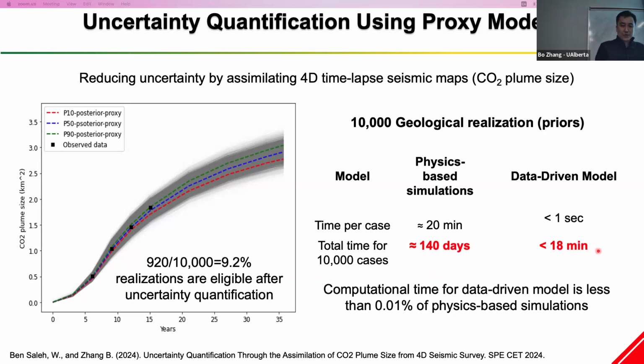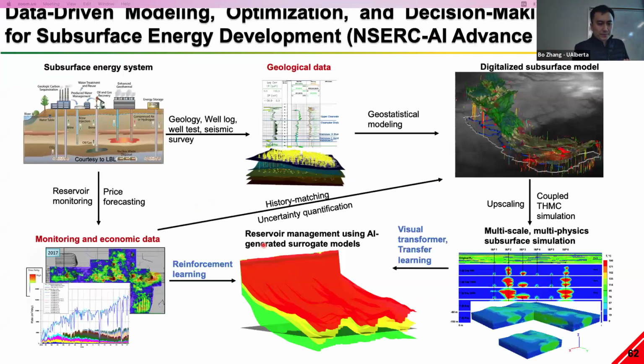So the computational time for the data-driven model is less than 0.01% of the physics-based simulations. And by using the rejection sampling here, as it shows, only 9.2% of the realizations are eligible after those uncertainty quantifications. So we reject a lot of realizations that won't be realistic according to the monitoring data.